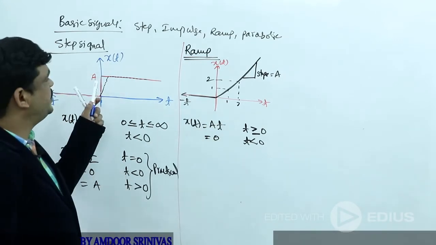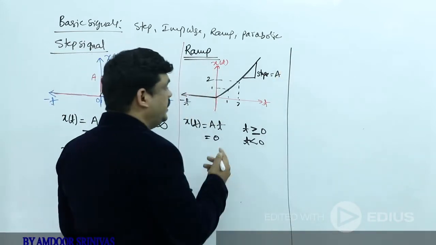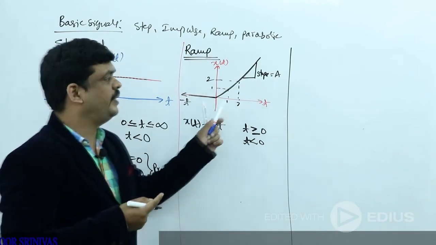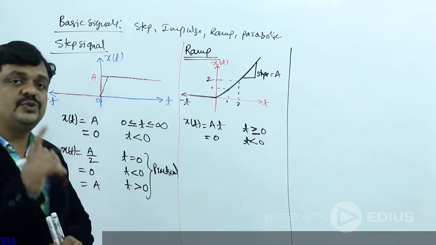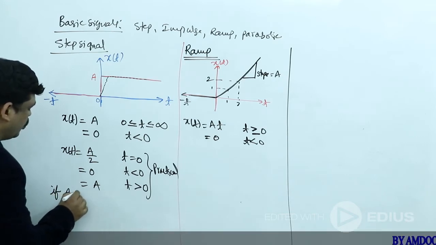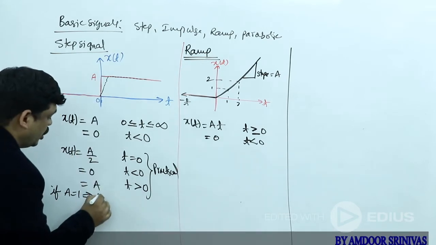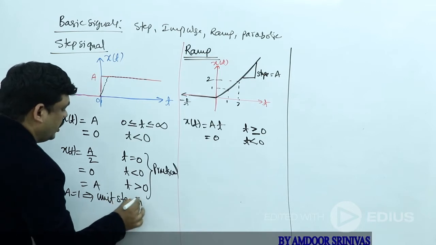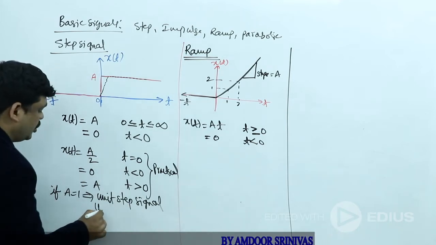Now here I have written a step function, and here a ramp signal and step signal. In these two, a is a constant slope. Here a explains the slope of the ramp signal, and here a explains the constant amplitude of the step signal. If you assume a is equal to 1, the constant amplitude is 1, then this signal is called the unit step signal. The unit step signal is generally denoted as u of t.